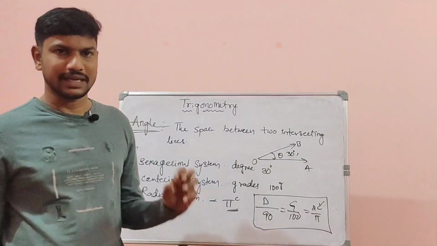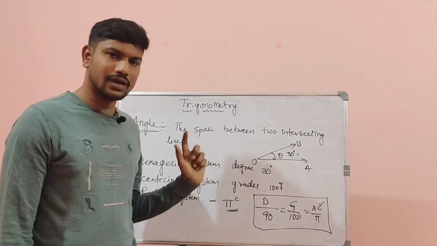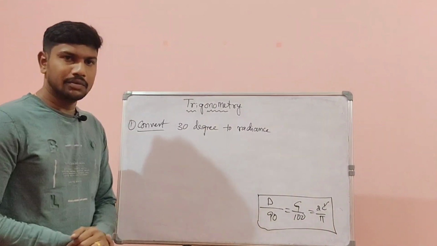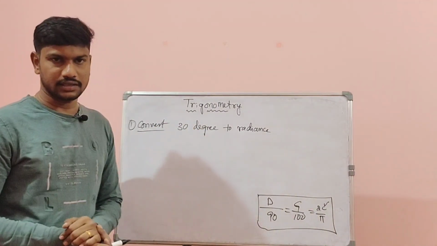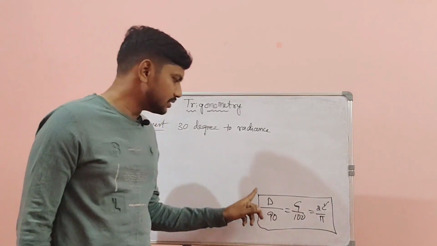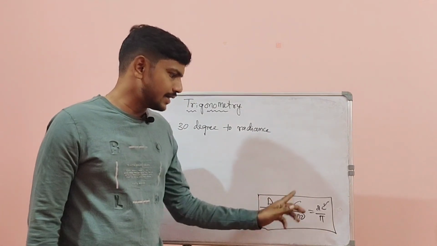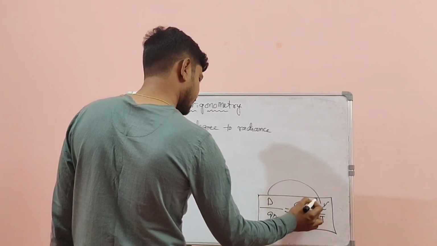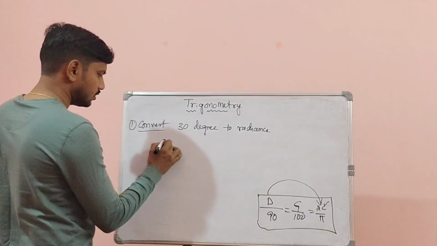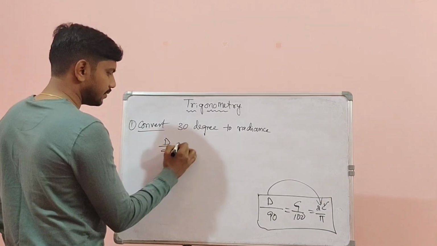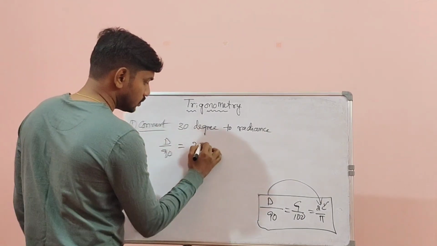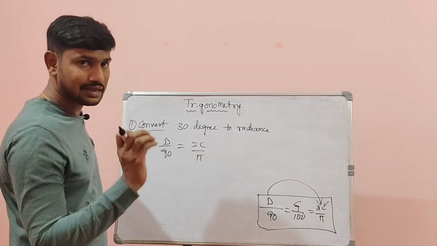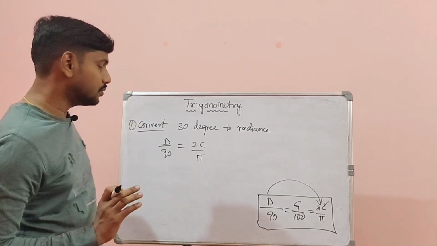By this we can convert the measurement from one system into another. Let us look into some examples to get clarity on how to convert from one system to another. Example: convert 30 degrees into radians. By using the relation between degrees, grades and radians, we want to convert degrees into radians, so we equate D by 90 is equal to 2C by pi. Pi is a constant, and we should not replace it with 22 by 7.